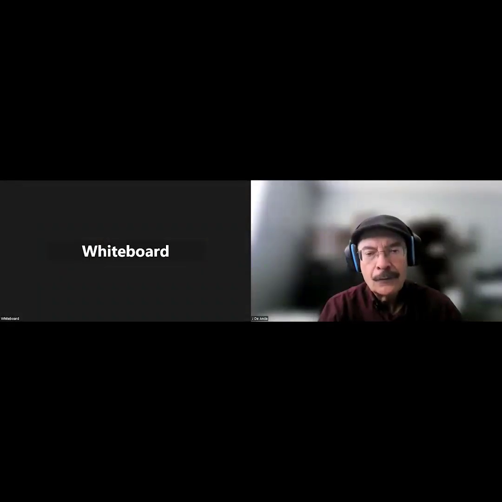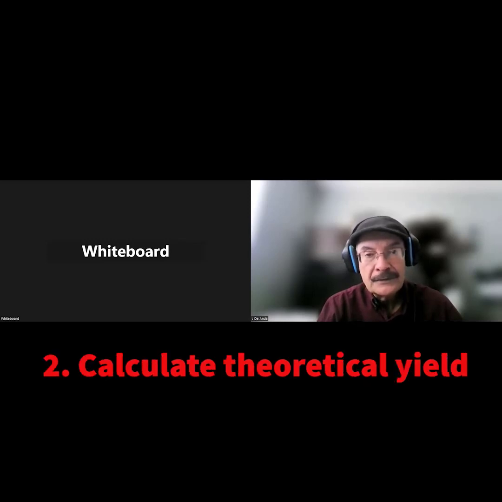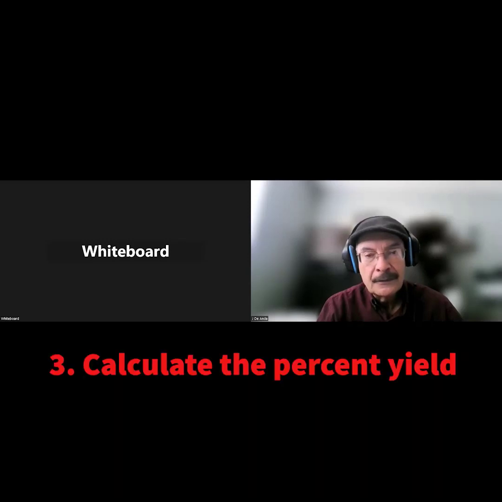Let's review a few things of what we're going to learn in this practice. Number one, we want to practice writing out chemical equations or reactions that happen in aqueous solution. In this particular case, we're going to focus on a precipitation reaction. The other thing we're going to practice here is once we have a balanced equation, how do we use it to calculate the theoretical yield? And if we know what the amount of product obtained is, what is the percent yield of the reaction? Okay, so let's go to our practice problem.